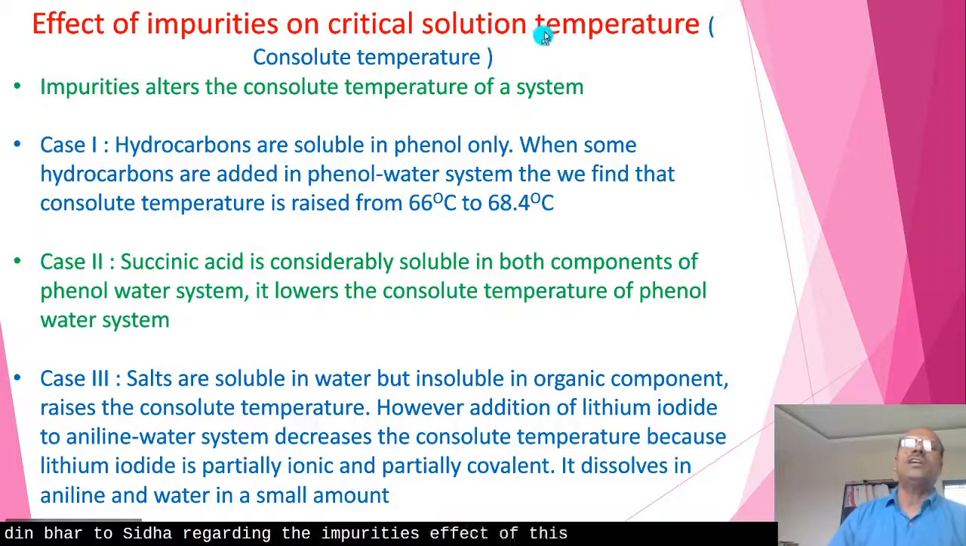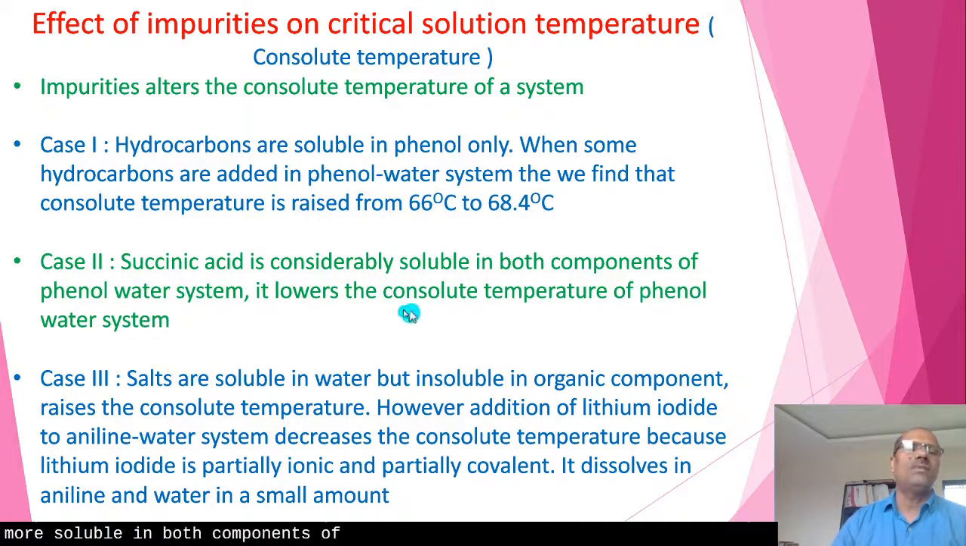Effect of impurities on critical solution temperature, that is the consolute temperature. Impurities alter the consolute temperature of a system. Case 1: hydrocarbons are soluble in phenol only. When some hydrocarbons are added to the phenol water system, we find that the consolute temperature is raised from 66 degrees Celsius to 68.4 degrees Celsius. Case 2: succinic acid is considerably soluble in both components of the phenol water system. It lowers the consolute temperature of the phenol water system.